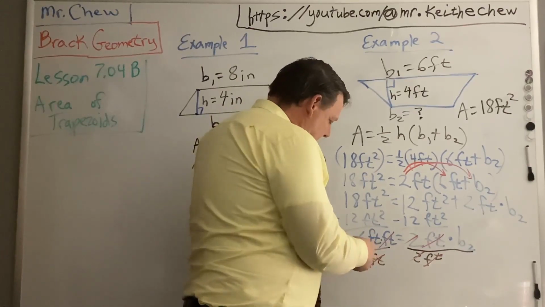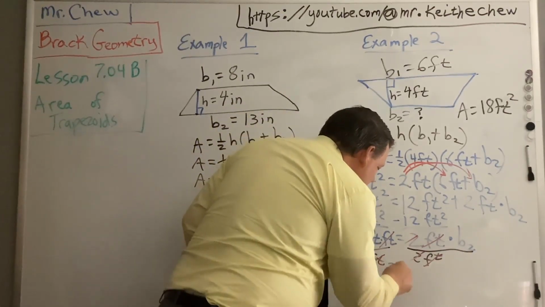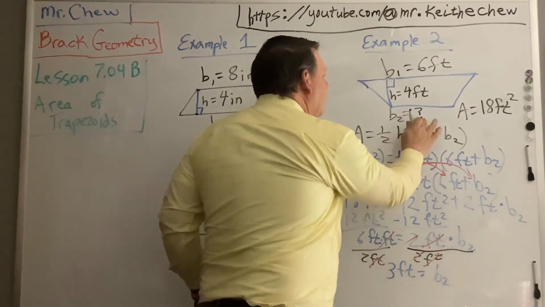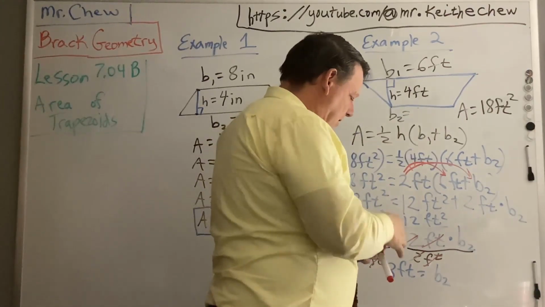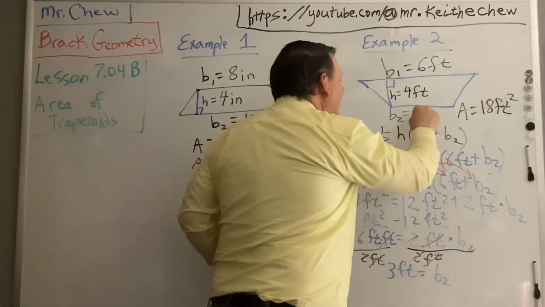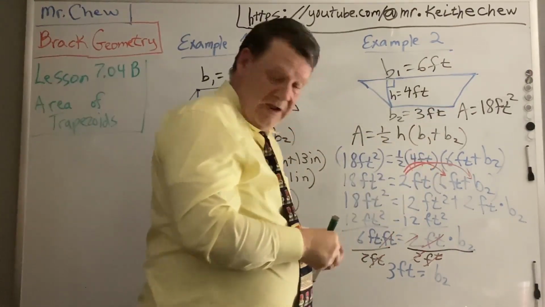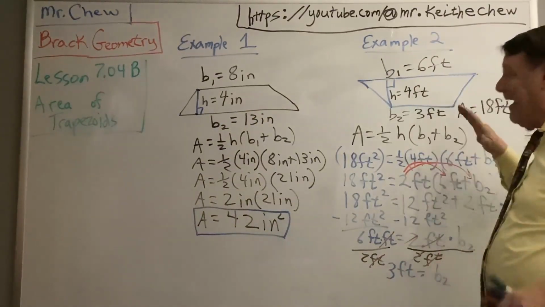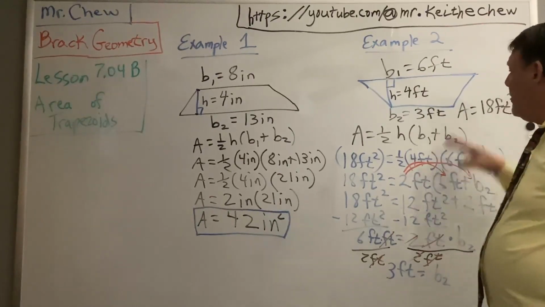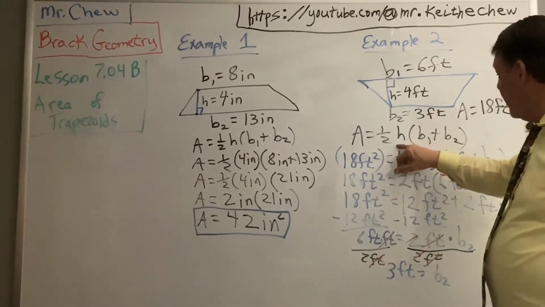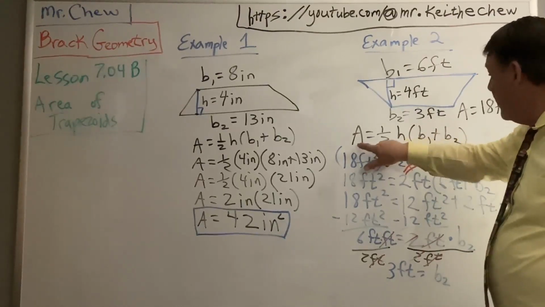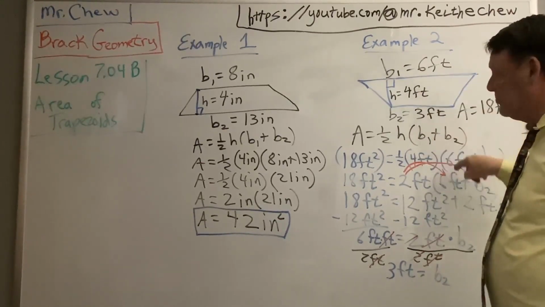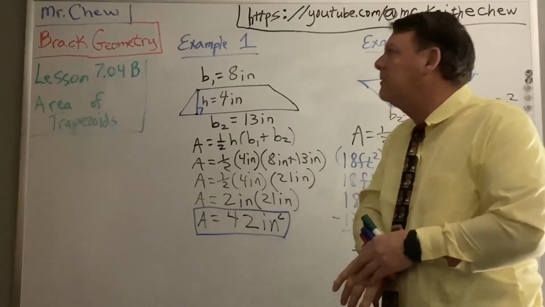And then 6 divided by 2 is 3 feet equals b sub 2. So this equals 3 feet right here. And that's how you solve this type of geometry problem. Yes, there are a lot of steps, but if you can show everything, you can go back and check it. So how would we check this problem? You would just go back up here and put 18 feet squared equals 1/2 times 4 feet times, in parentheses, 6 feet plus 3 feet. Try it and see if that works or not.